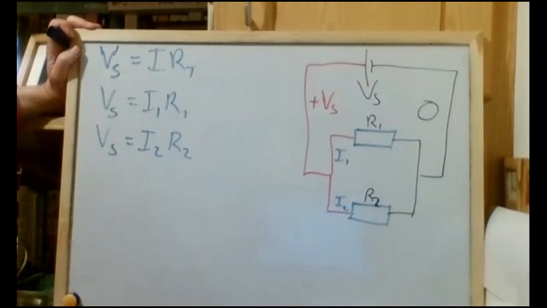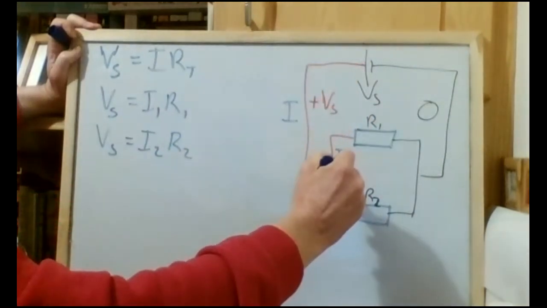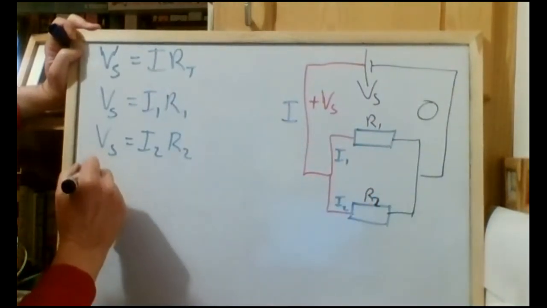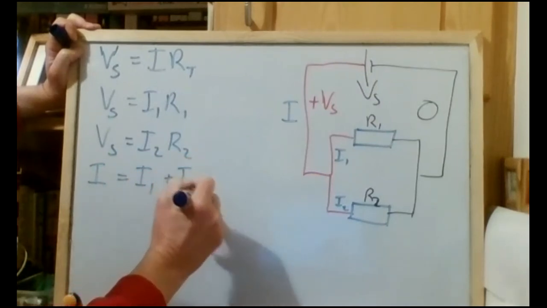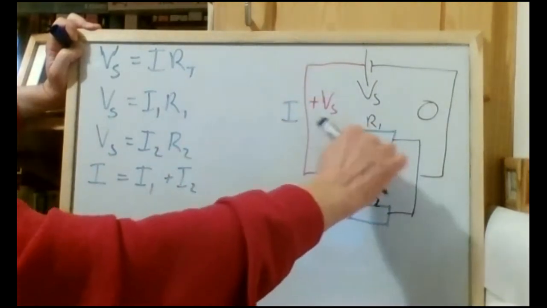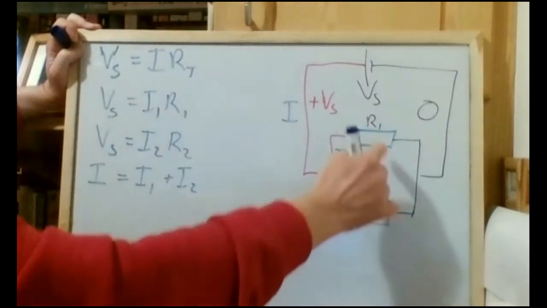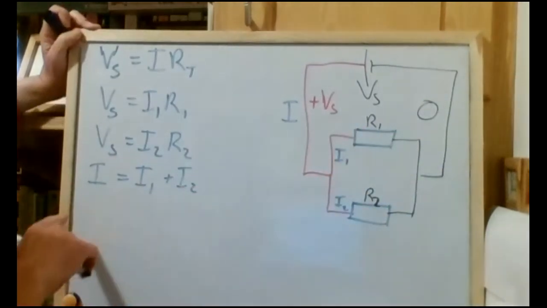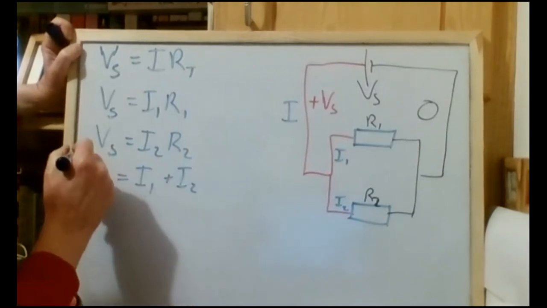Now the other bit of information we have is the current here is I, and it splits up. Part of it goes that way, and part of it goes that way. So hopefully you can see that I has to equal I1 plus I2. The current out here splits up. It could be half that way and half that way. It depends on the value of these two resistors. But some of it goes that way, the rest of it goes that way. So I equals I1 plus I2.